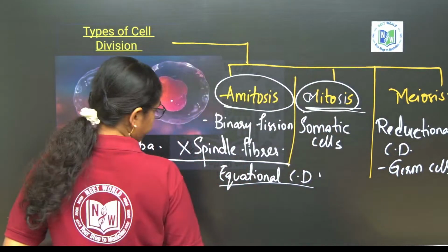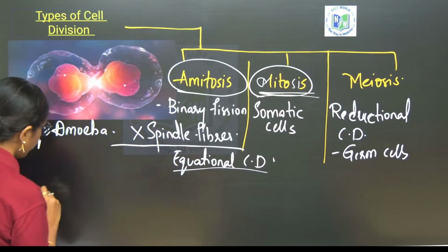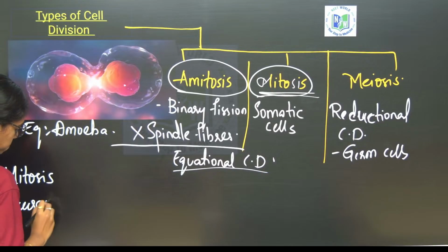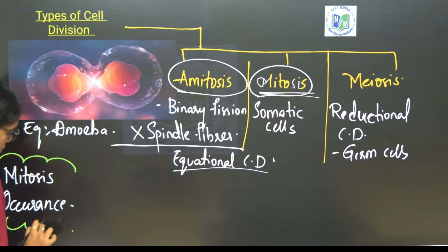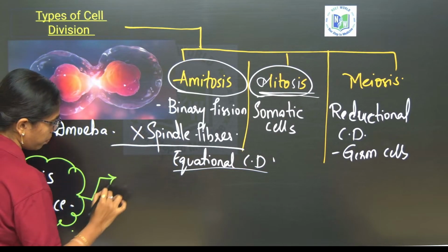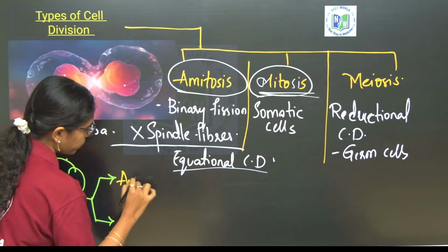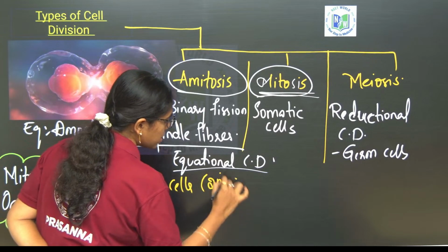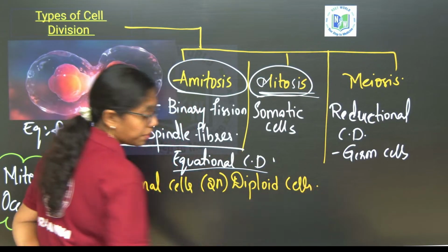So, take down mitosis occurrence. In both animal cells and plant cells. In animal cells, if you see, it occurs only in the diploid cells. Exception is what? Honeybees.